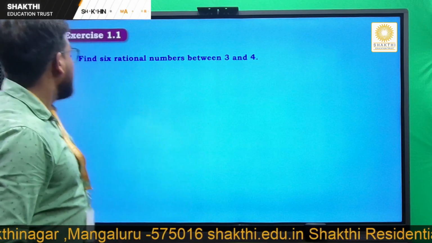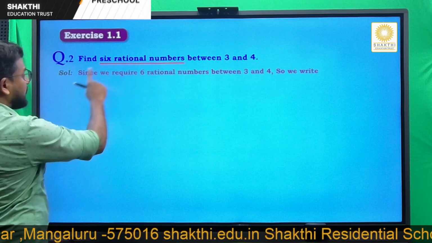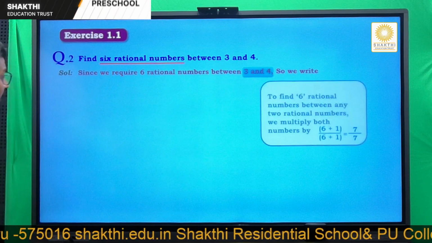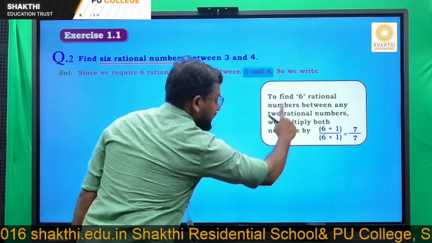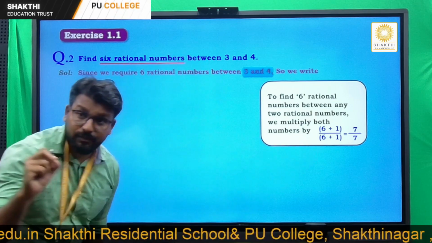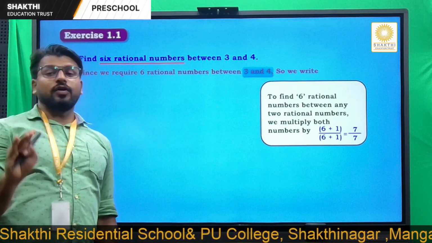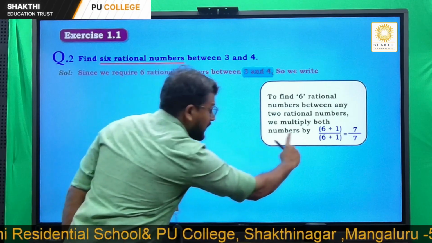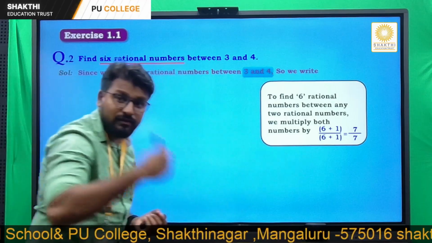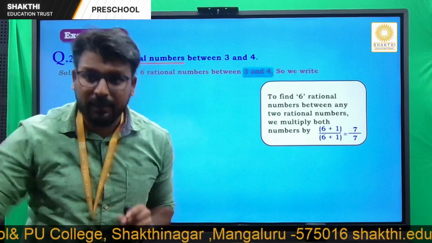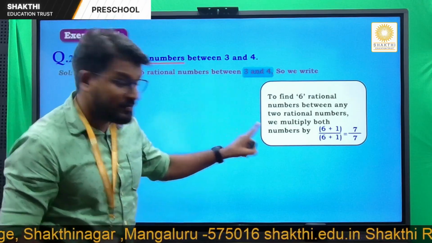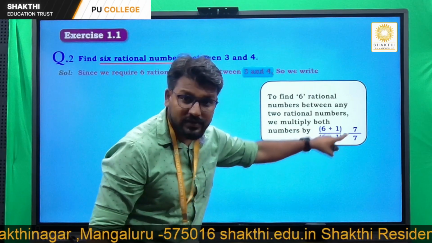Okay, so they said 6 rational numbers. Since we require 6 rational numbers between 3 and 4, to find 6 rational numbers between any two rational numbers, we multiply both the numbers. When I say both the numbers, I mean numerator and denominator. They want 6 rational numbers. So in the previous slide, we saw n plus 1 divided by n plus 1. Now, what does n mean? n means 6 in this case. So 6 plus 1 by 6 plus 1, which is 7 by 7.